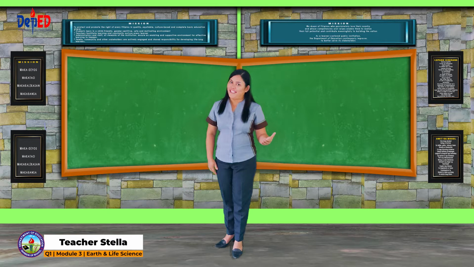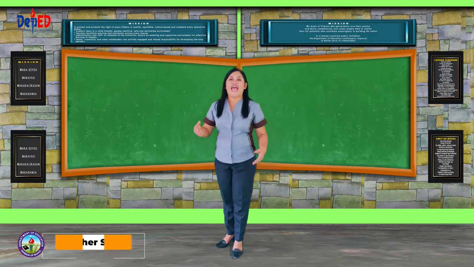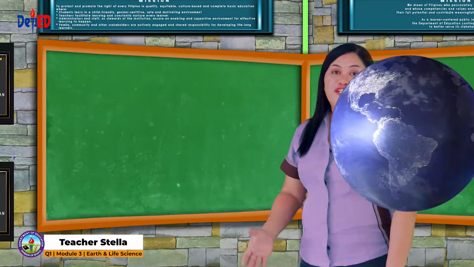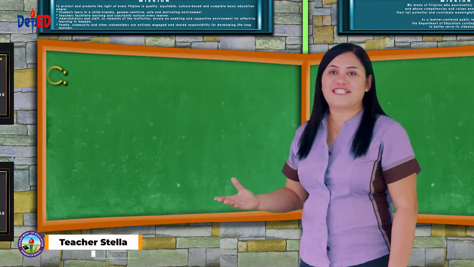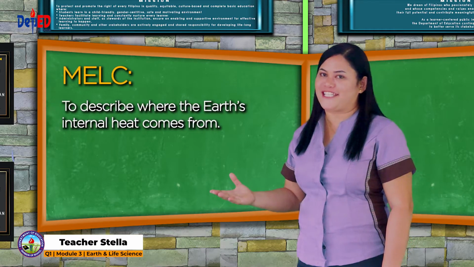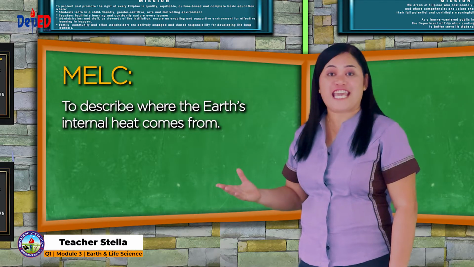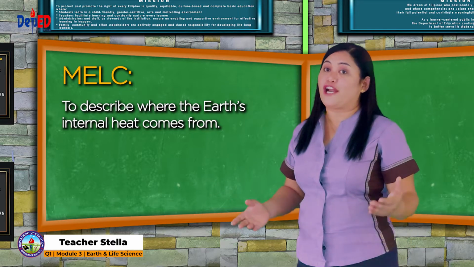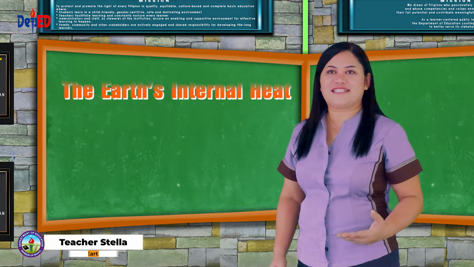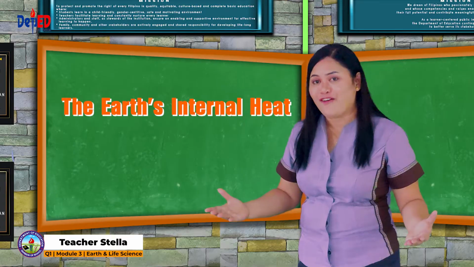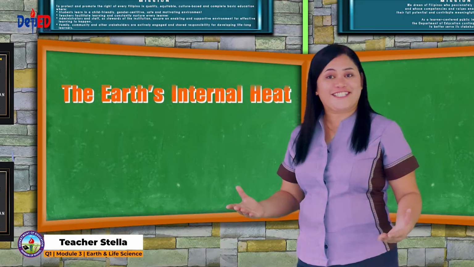So get your ballpen, paper or notebook, and your self-learning modules in Earth and Life Science for Quarter 1, Week 3. Today, we will just focus on this most essential learning competency, which is to describe where the Earth's internal heat comes from. So our lesson today focuses on the Earth's internal heat. Now, are you ready, learners?